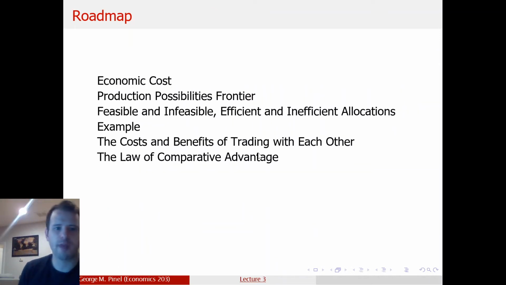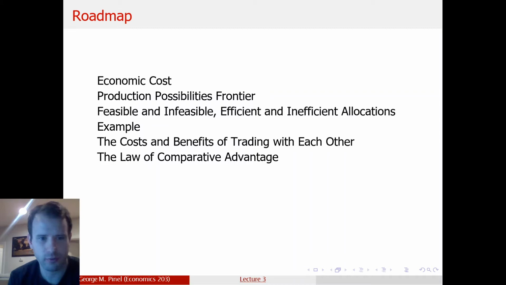Okay, so here's the roadmap, the structure for this lecture. First, I'm going to talk about economic cost. I kind of hinted about this in the recap slide, but what it means to have the true cost, the true economic cost of a decision that you make.